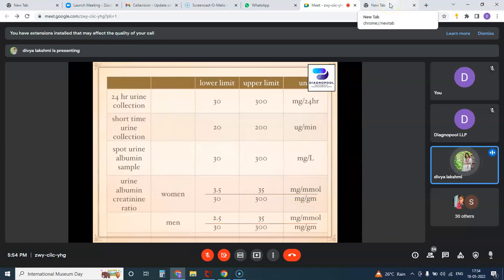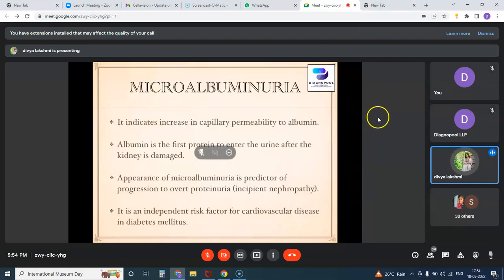So if microalbuminuria is present, it indicates that there is some capillary damage. It not only tells us the kidney is getting damaged, it also tells us the retinal blood vessels are also getting affected. So doing this microalbuminuria test is very important. There are different strips available.